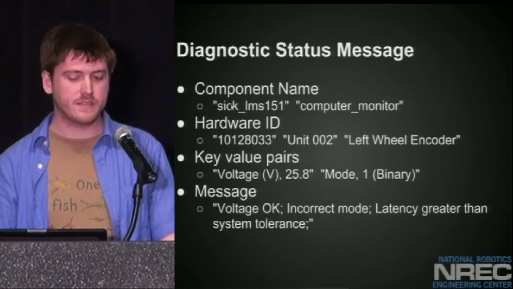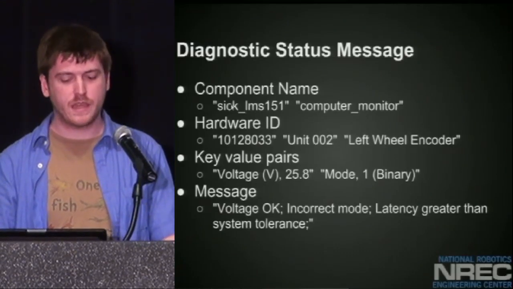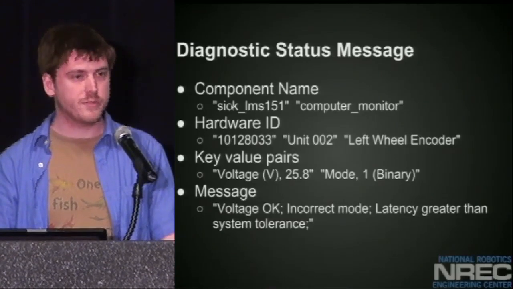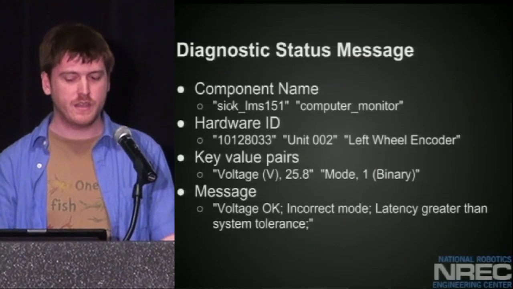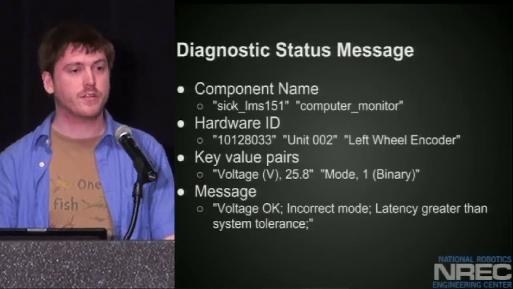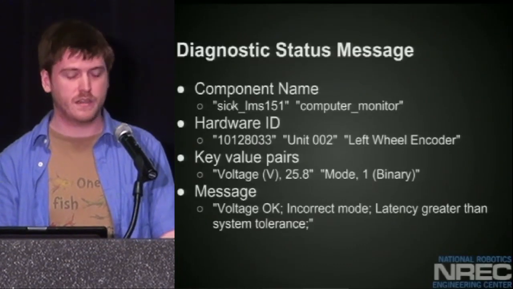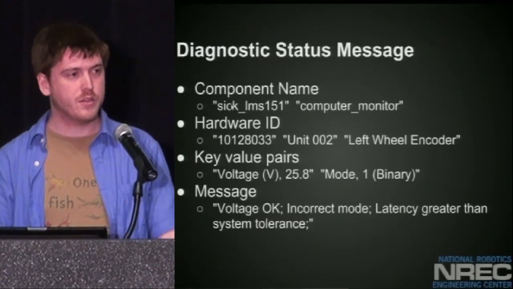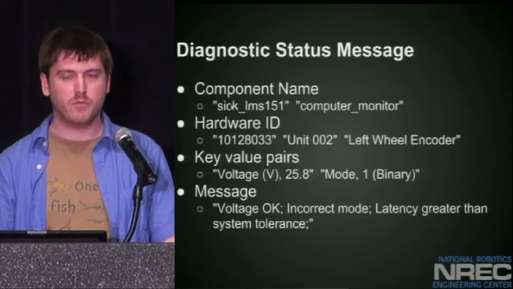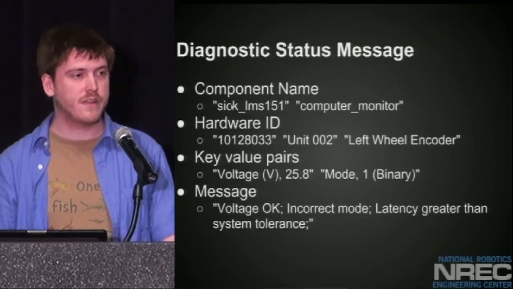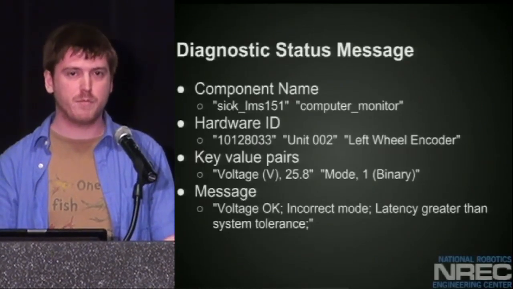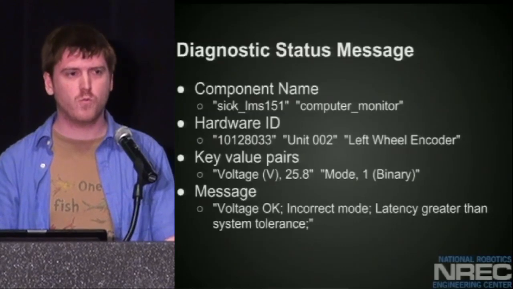The next thing is an arbitrary number of key value pairs. So you can push in things like your voltage or your modes or your current, and you can list as many of these in each diagnostic status as you need. And then finally, you have a human readable message that will tell your user if things are okay or not. So for instance, if your voltage drops below, say, 22 volts, you can say, ooh, the battery's low, I'm going to warn you about this.